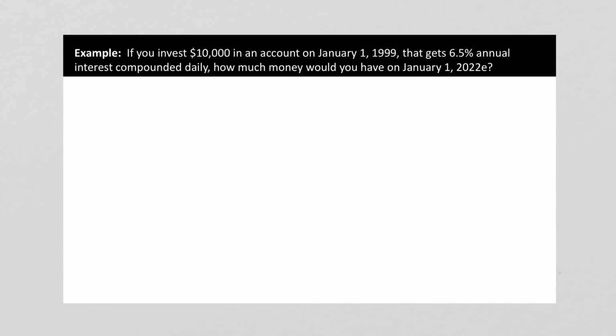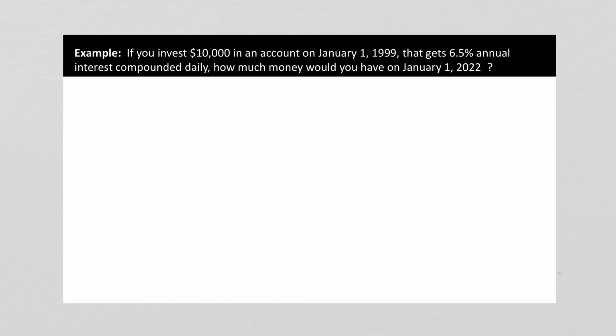If you invest $10,000 into an account on January 1st, 1999, that gets 6.5% annual interest compounded daily, how much money would you have on January 1st, 2022? And ignore that E. I really don't know why it's there.